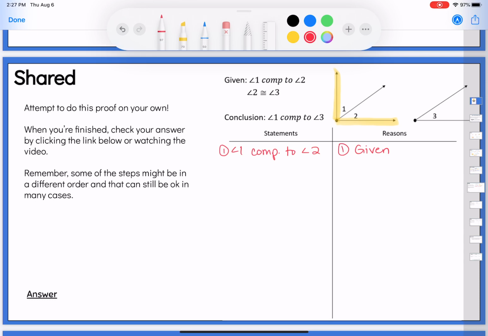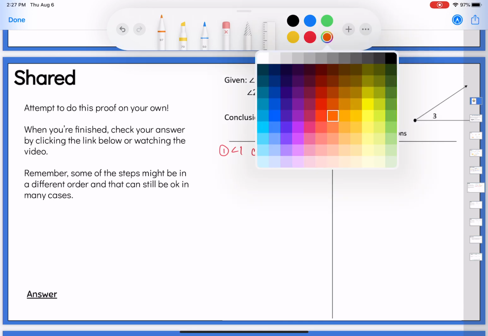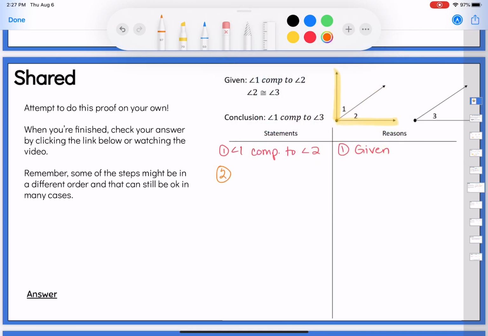Step 2 is that angle 2 is congruent to angle 3, and that was given. So angle 2 and angle 3 have the same measure, right? So if angle 1 and angle 2 add up to 90, 2 and 3 have the same measure, then 1 and 3 must also add up to 90, right? If this is x and this is x, and those two added up to 90, then the 1 and 3 has to add up to 90 as well. So this does make sense.